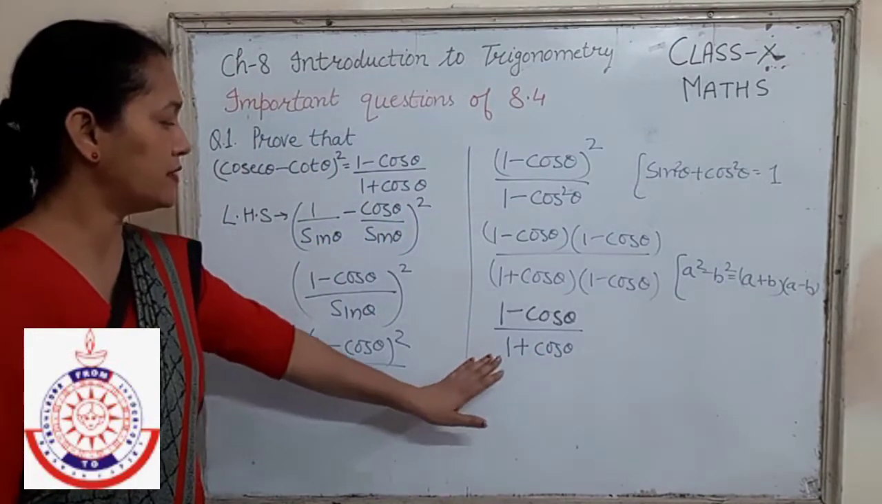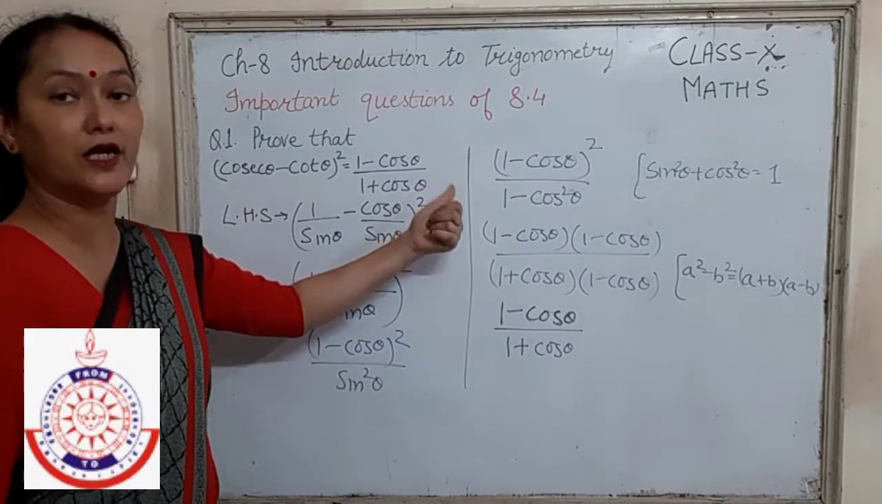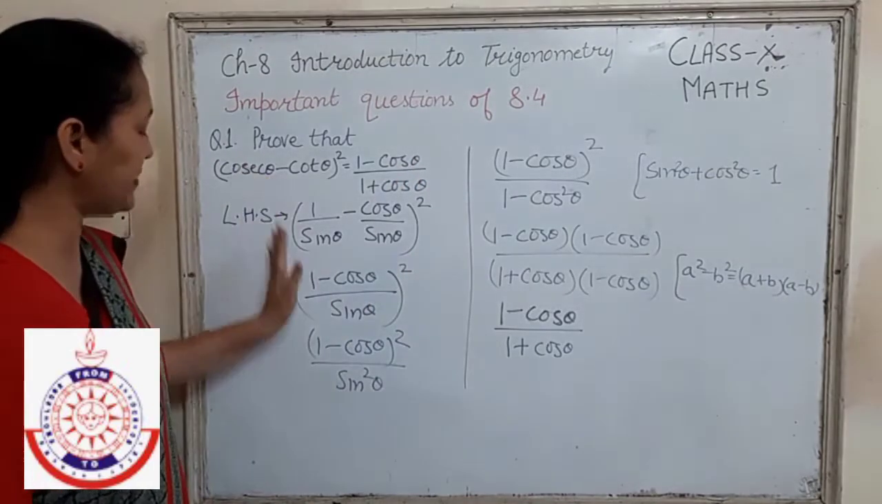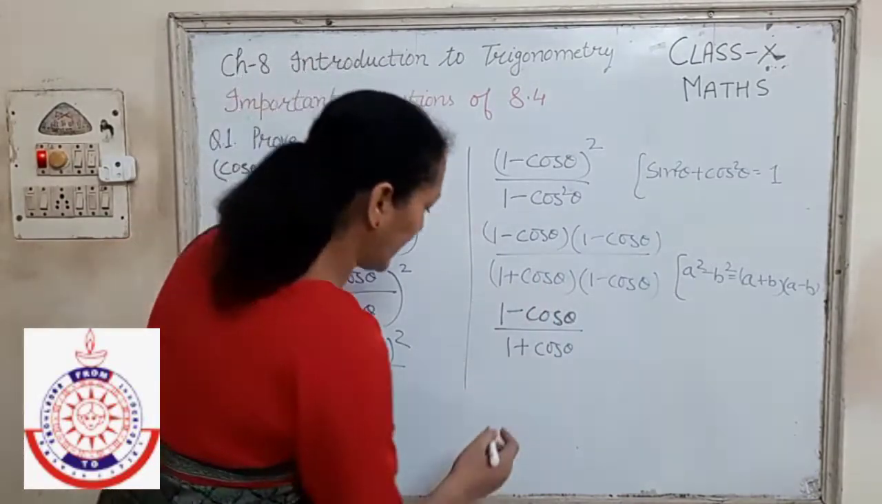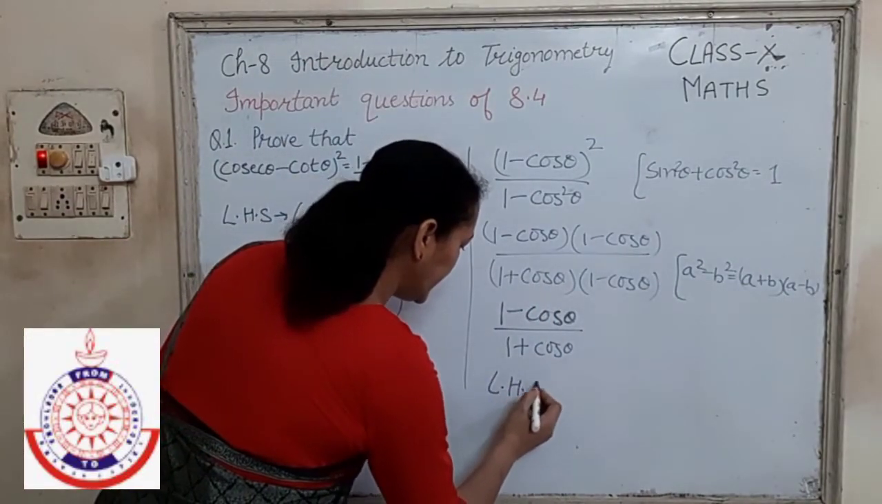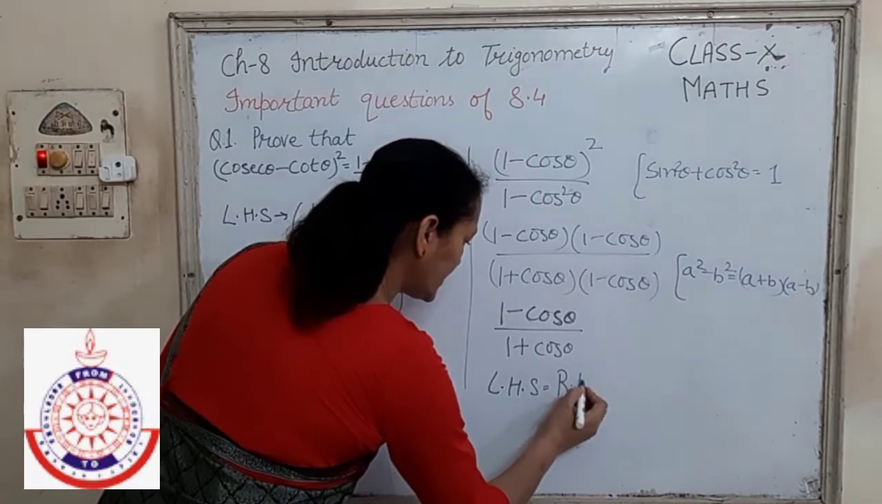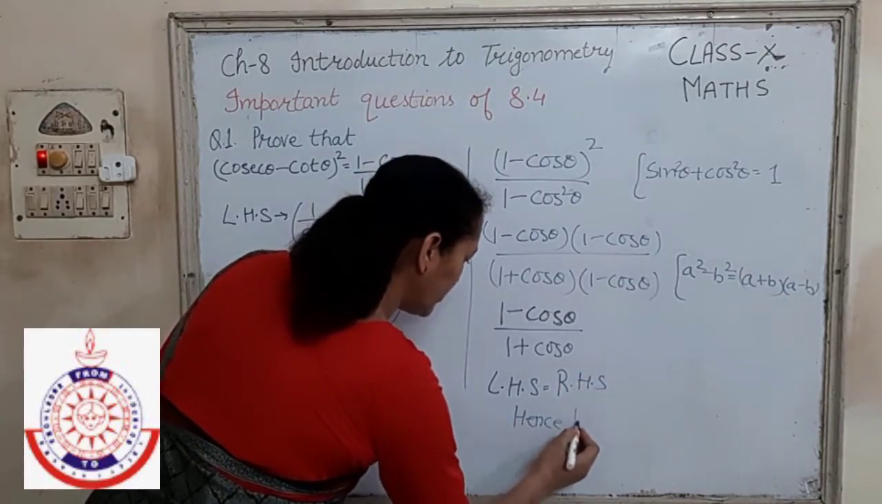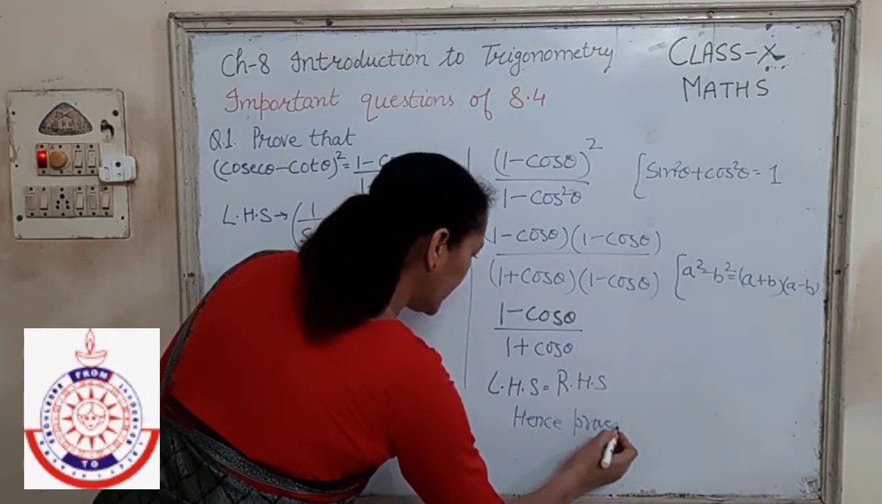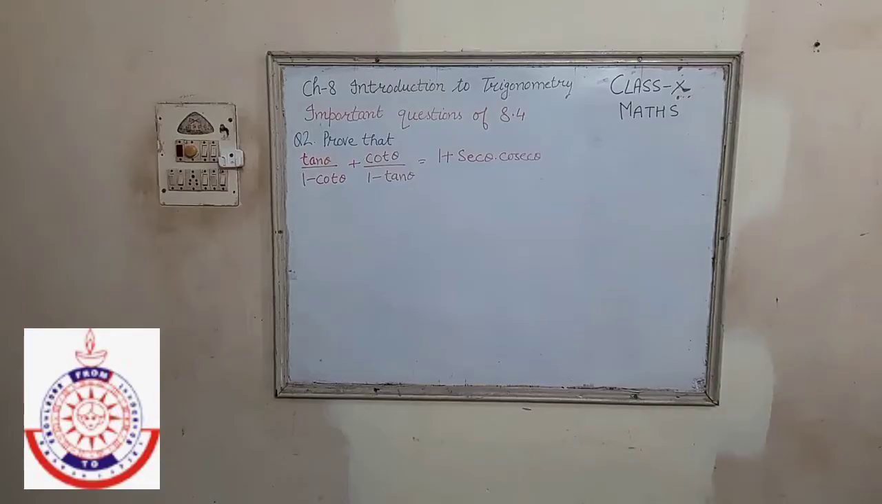Now look carefully. This is same as the right hand side. So what we have done? We have started with the left hand side and we have proved it equal to the right hand side. So we will be writing left hand side equals right hand side. Hence proved. This is what we wanted.